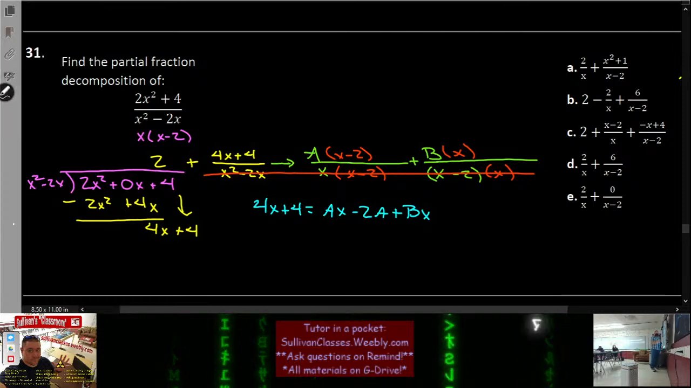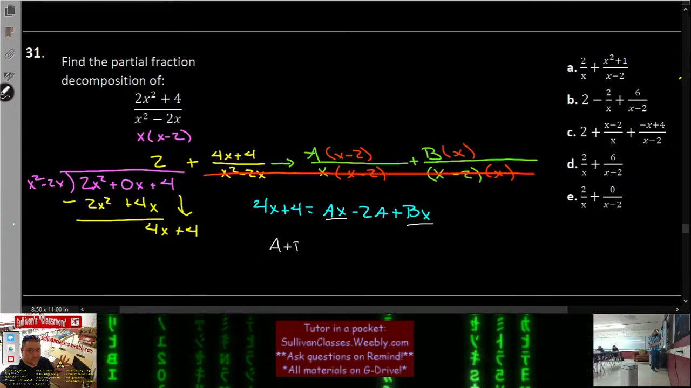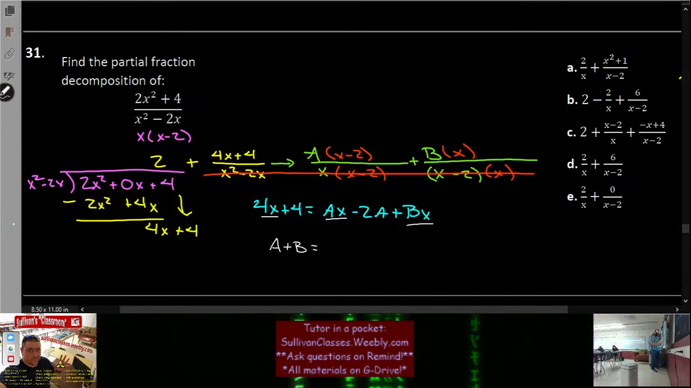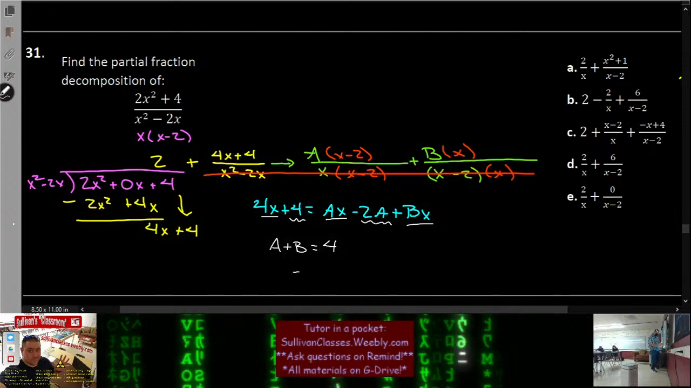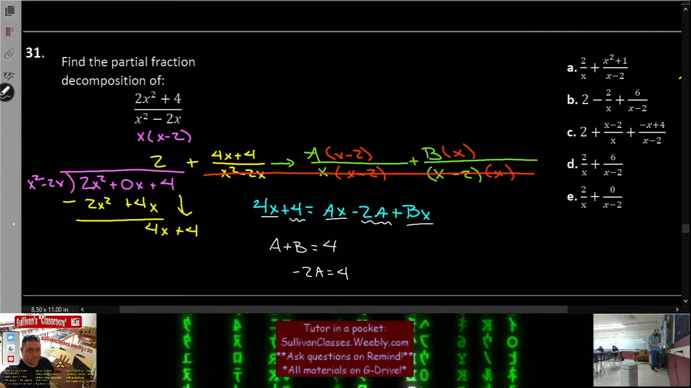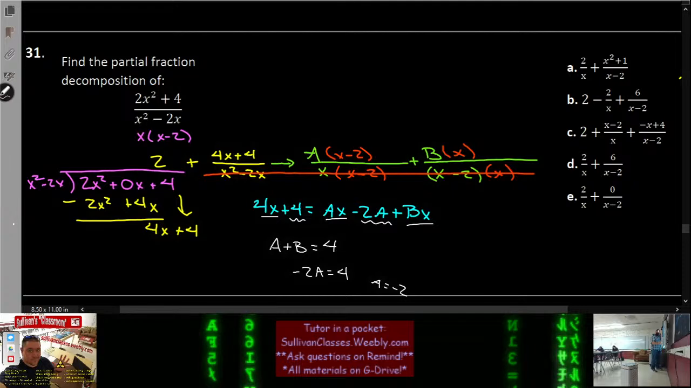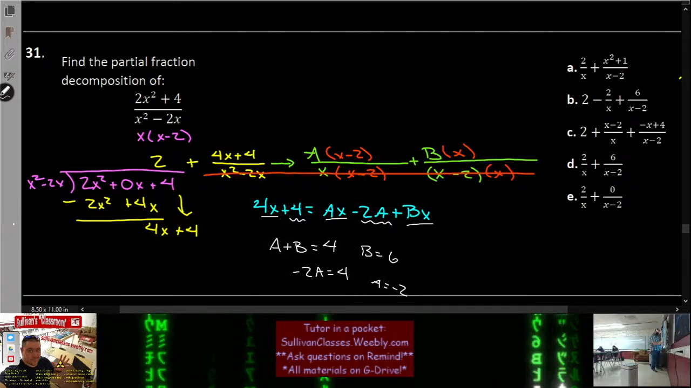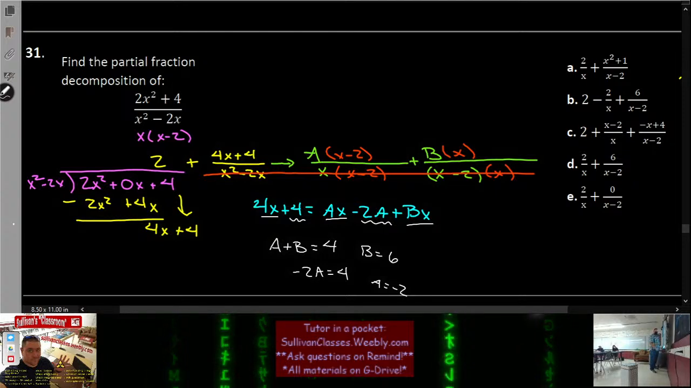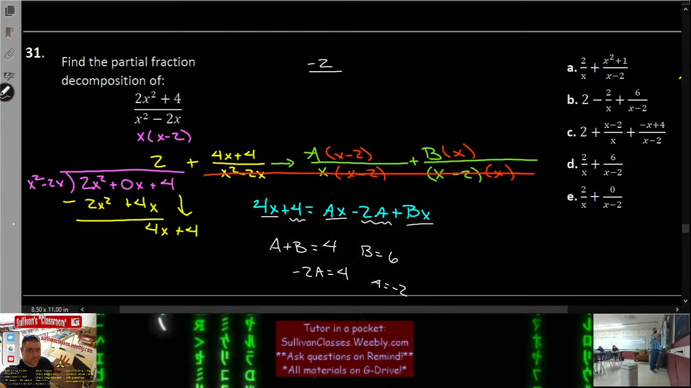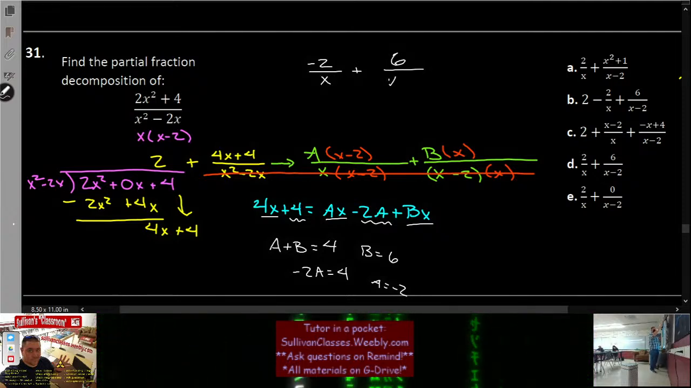Here, let's go away. I know that this many x's has to equal this many x's. I know this many constant equals this many constant. So a is negative 2, b is 6. So if I replace a and b, we got negative 2 over x plus 6 over x minus 2.